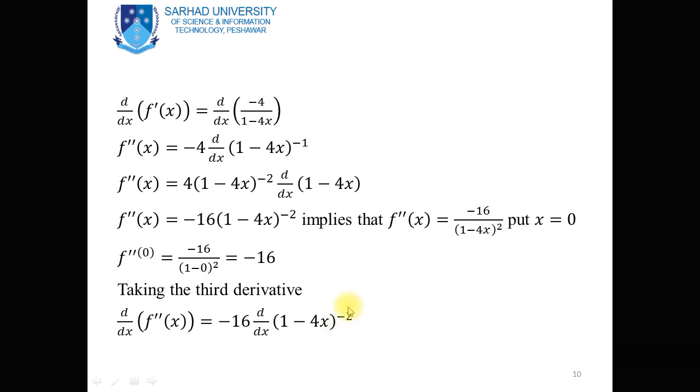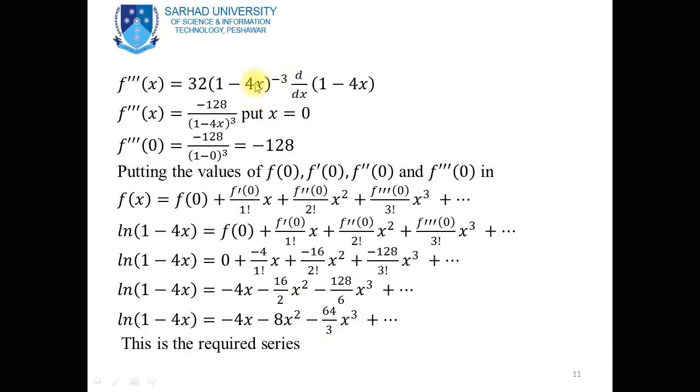So for the third order derivative, now again using the power rule, multiplying this power with the coefficient, we obtain plus 32, and subtract 1 from the power, we obtain 1 minus 4x whole power minus 3, and the further derivative of the base will be equal to: the derivative of 1 will be 0, and the derivative of 4x will be equal to 4 with respect to x, like you see over here.